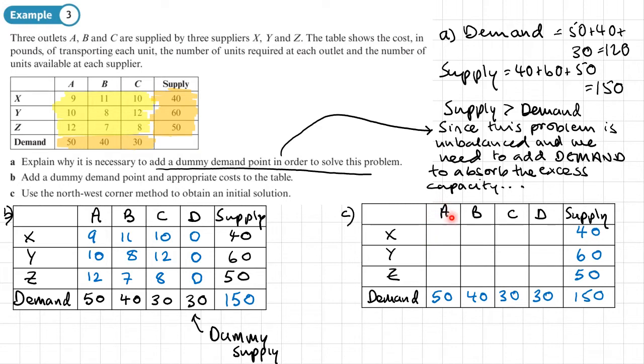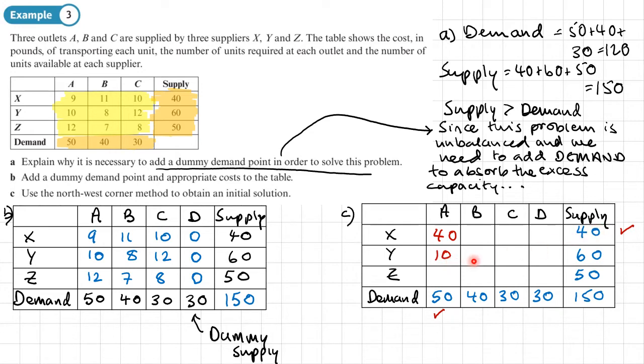So depot A needs 50. Now they can get 40 from supplier A, so we'll put 40 in there. So that uses up all the supply from that supplier, and then that means that they need 10 more to satisfy their demand. So they'll use 10 from supplier Y. So now depot A, or outlet A, is happy. They've got everything they need. Supplier X is happy because they've used up all of their supply.